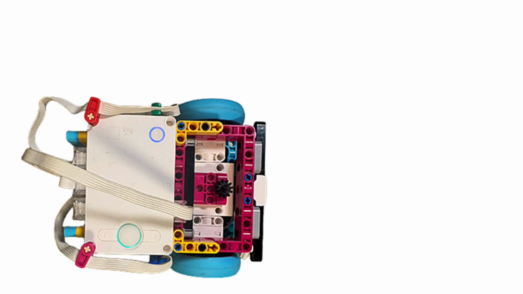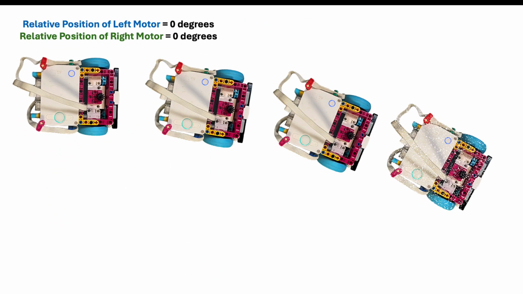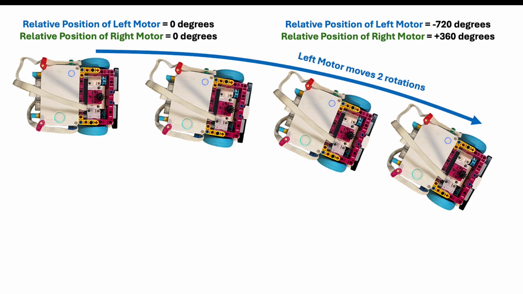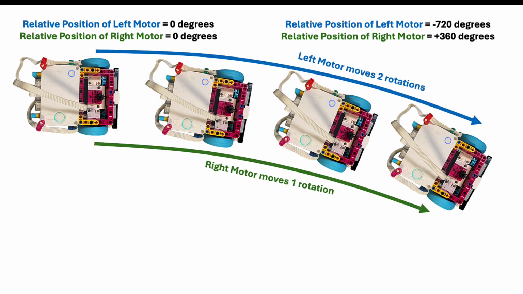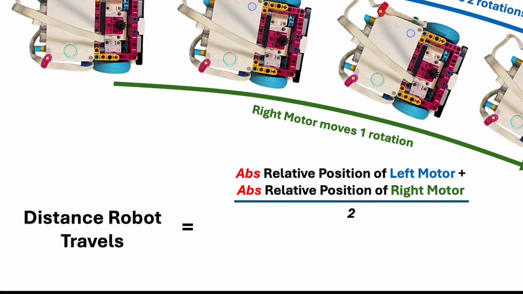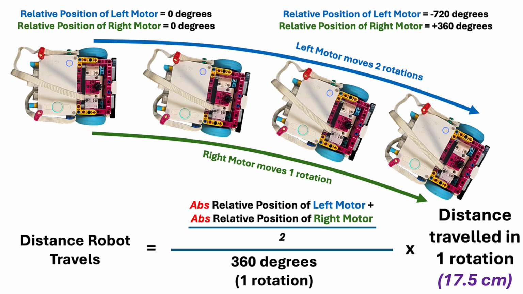Let's go over how this MyBlock functions. At the start, we've set both the relative position of the left and right motors to 0. Then the robot starts to make a wide turn. The amount that the left and right motor move is now going to be different. In this case, we're going to say the left motor is moving 2 rotations and the right motor is moving 1 rotation. So when we're calculating the distance the robot has traveled, we're taking the average of the relative positions of the left and right motor, dividing them by 2 to get the average, dividing that value by 360 degrees, and multiplying by the distance traveled in 1 rotation.